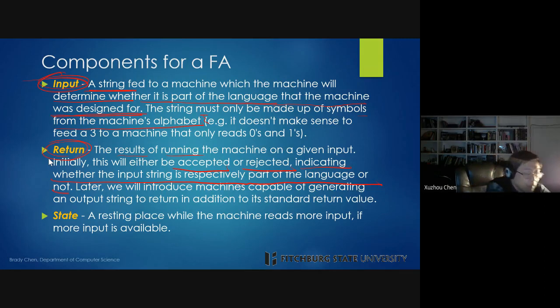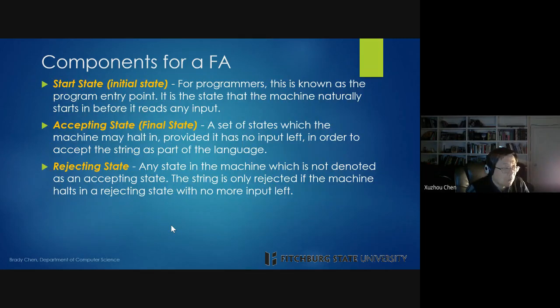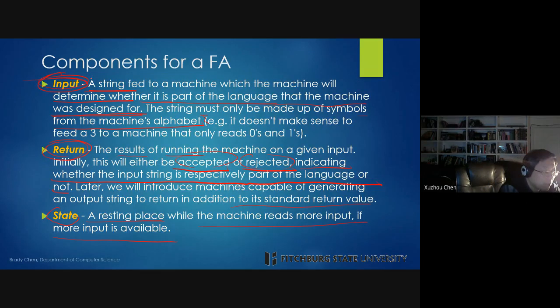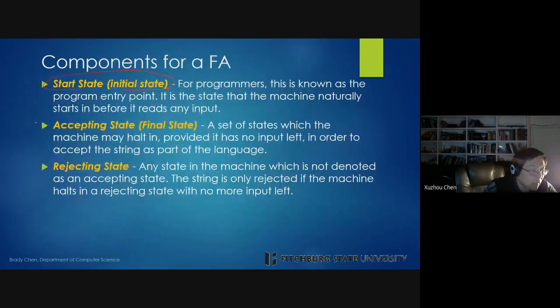I'll give you an example. Don't worry about this: later we will introduce a machine capable of generating an output string to return in addition to its standard return value. But initially we're only going to say accept or reject. Now the state is basically a resting place while the machine reads more input, if more input is available. The start state is the initial state. That's q0. Okay, that's the start state, q0.